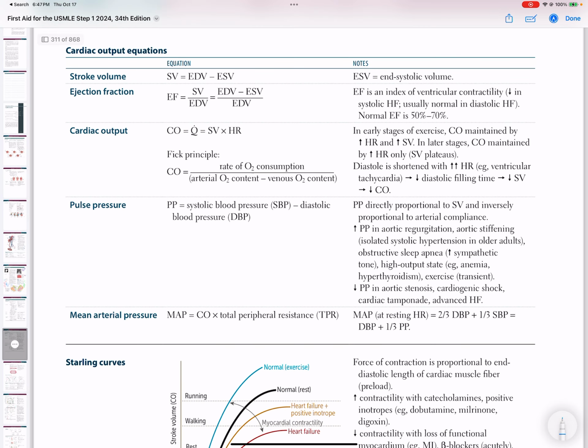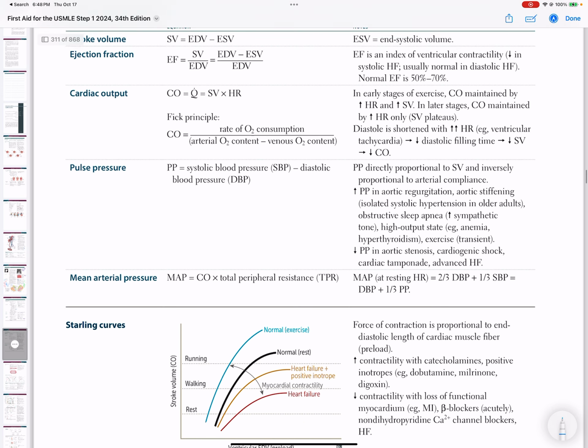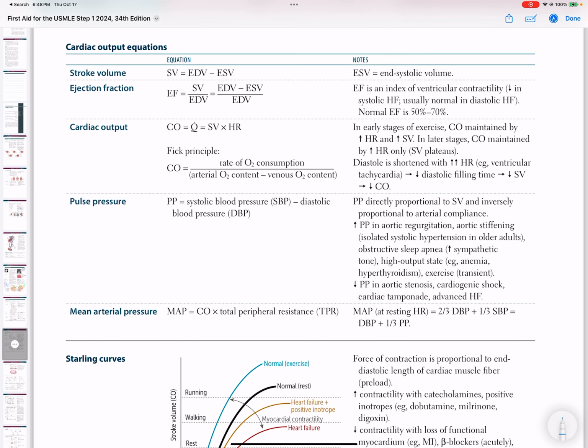Okay, some equations which are not that difficult. So yeah, stroke volume is end diastolic volume, whatever is left between end diastole and systole, right? So it is the difference between end diastolic and end systolic volume. Ejection fraction is stroke volume divided by end diastolic volume. So ejection fraction is an index of ventricular contractility, decreased in systolic heart failure, usually normal in diastolic heart failure. Normal ejection fraction is 50 to 70%.